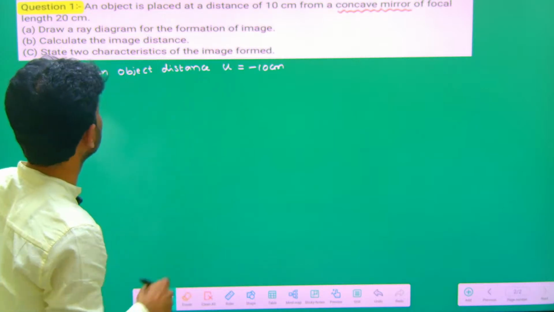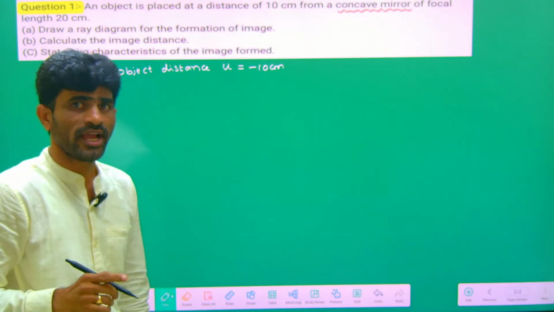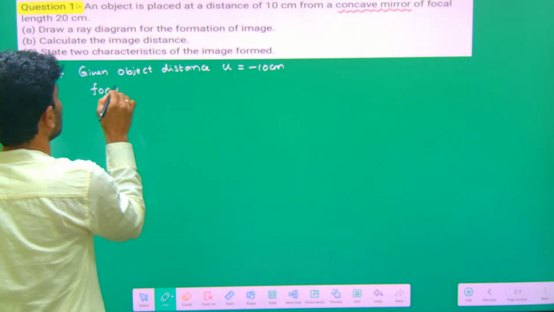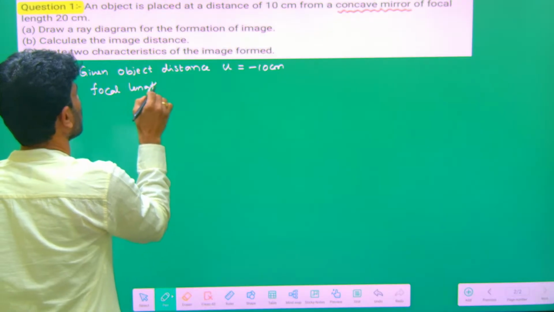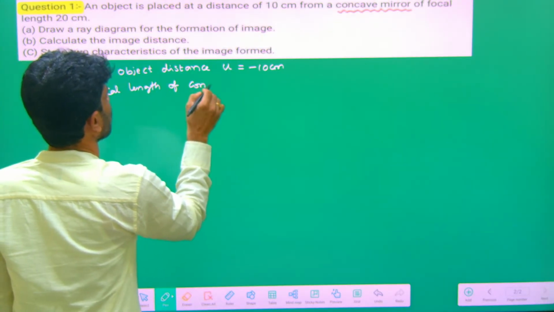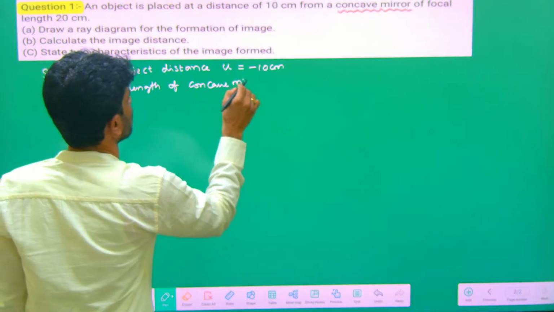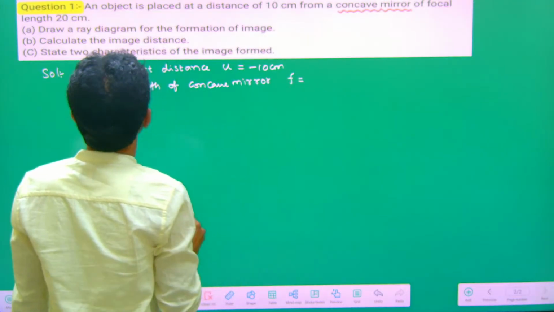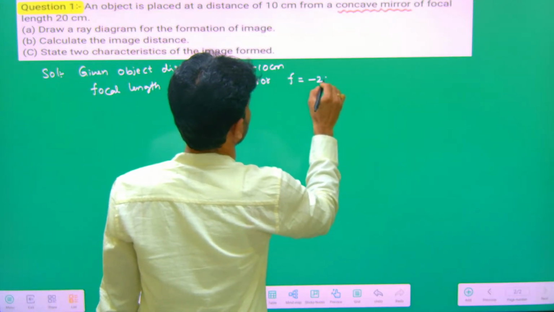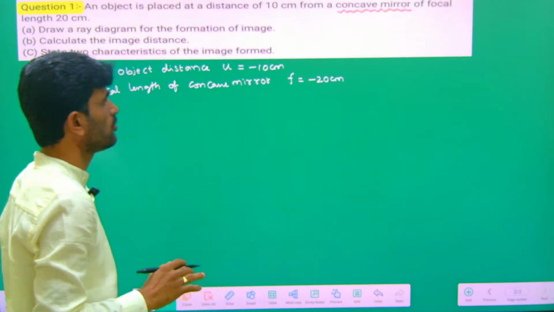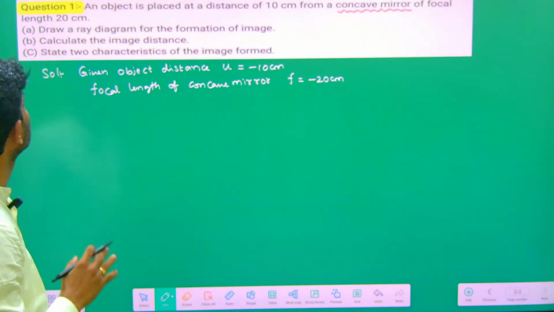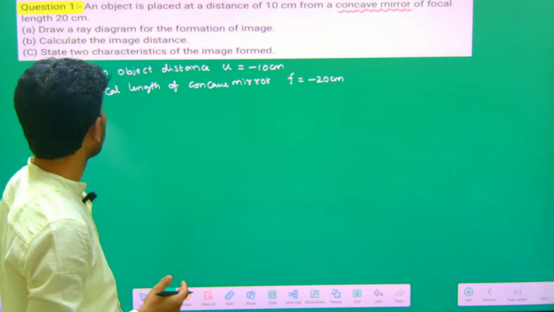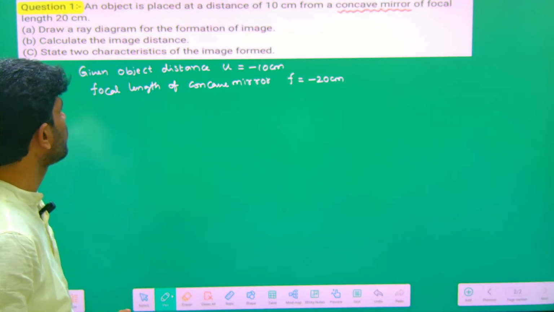And the focal length of the concave mirror is given. Because it is a concave mirror, I said take the focal length negative. So we should write the focal length of the concave mirror, f, as minus 20 centimeters. With this information given, they are asking first to draw the ray diagram for the formation of the image. We should also calculate the image distance. You have to find the image distance.